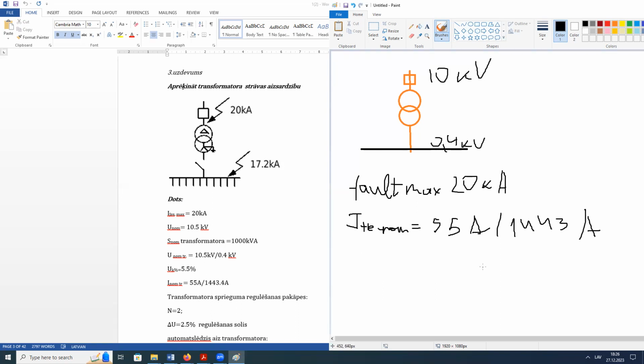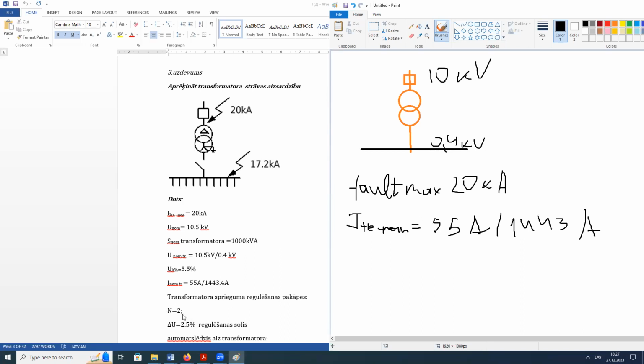The 1443 is for 0.4 kV. We have low voltage, so we have high current; for high voltage, we have low current, because we have the same power. That's why we have two different values of current. The same power is transformed through the transformer, but with different voltage and current values.